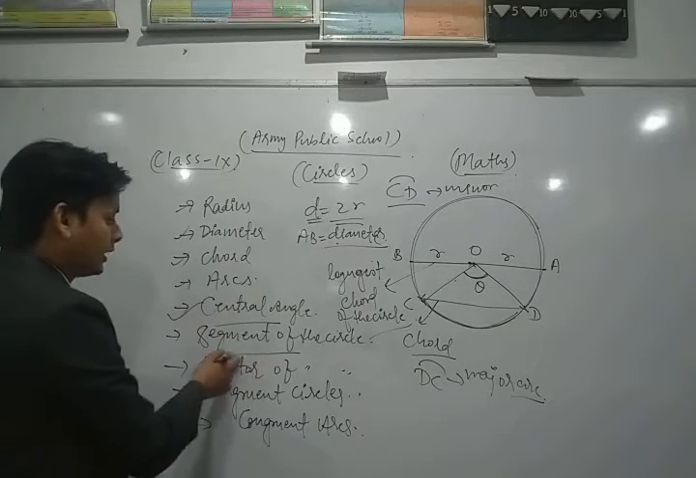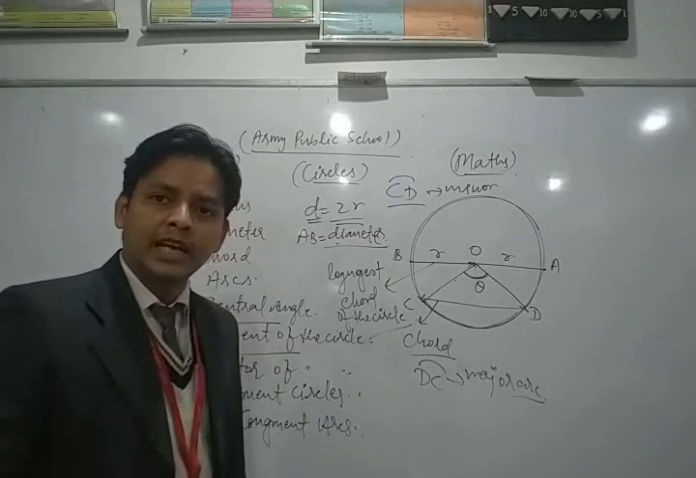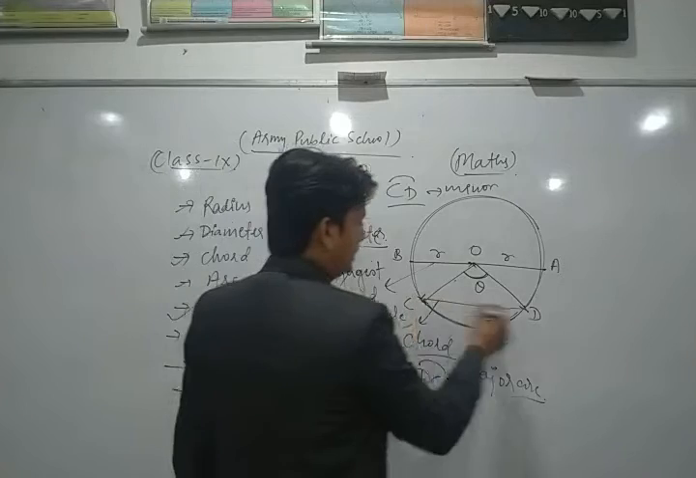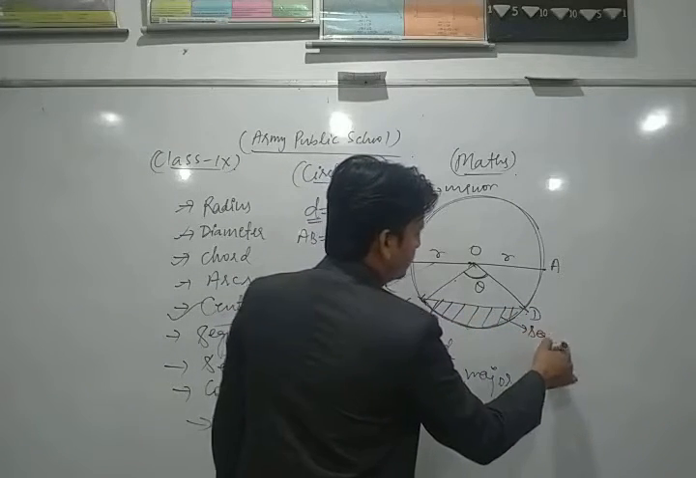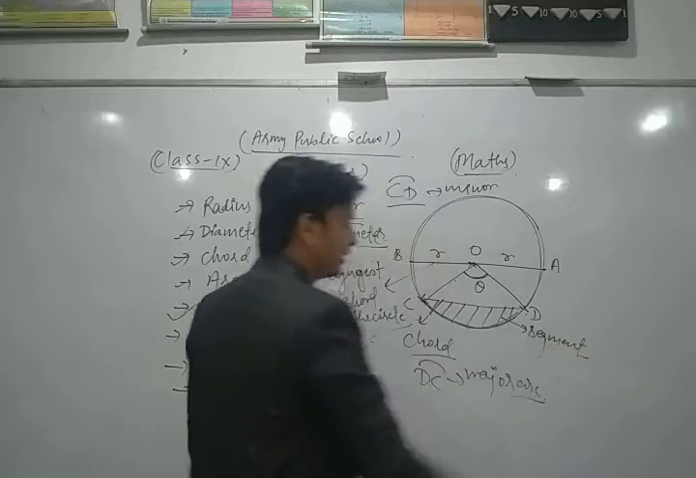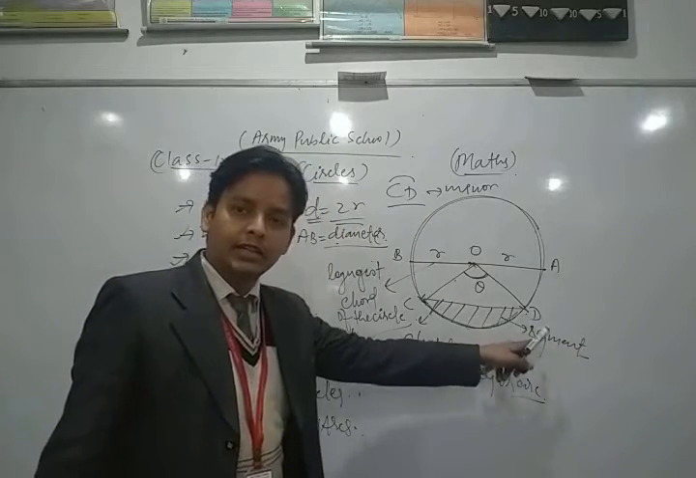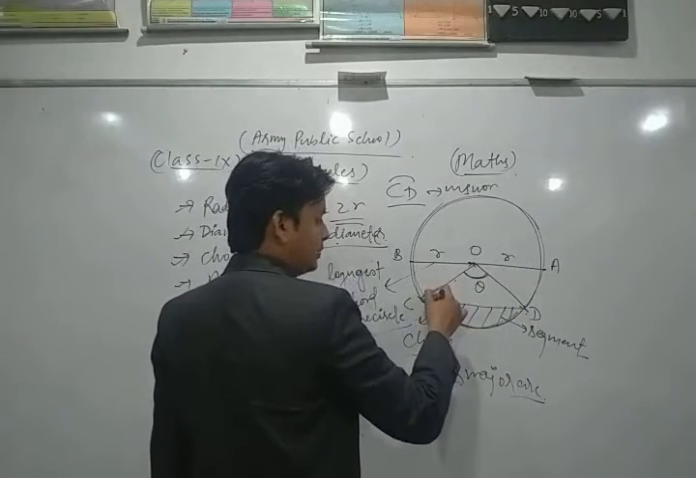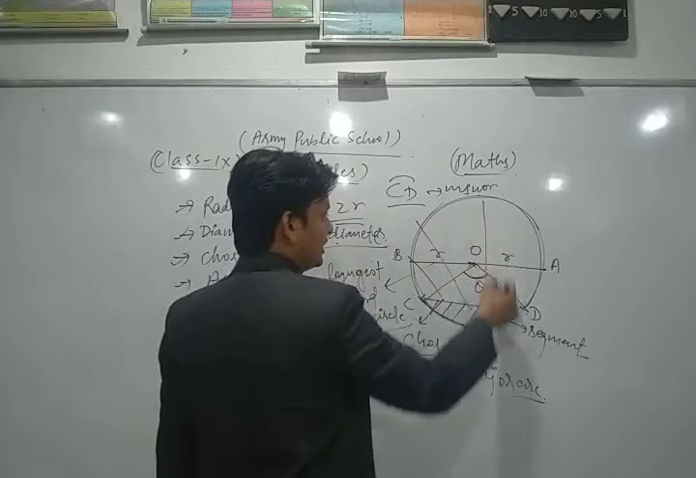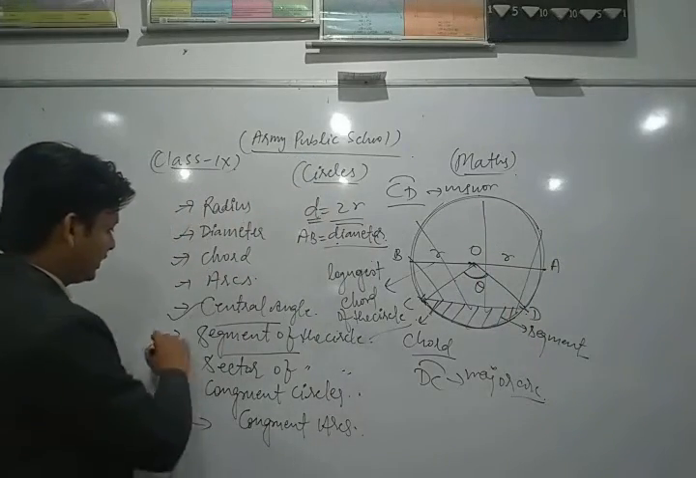Now the segment. What is the segment? Dear student, the region bounded by an arc and a chord. Suppose that CD is a chord, then that region is the segment of the circle. Similarly, the region bounded by the minor arc is called the minor segment. If we take the major arc DC, that region is said to be the major segment. So in this way, there are two types of segment.